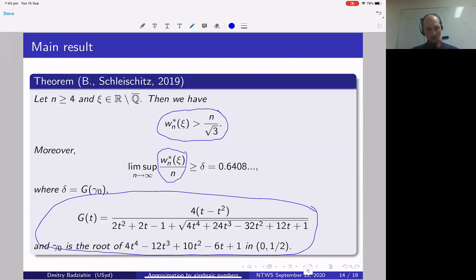Right. Now I will give a little insight into the proof, but very little insight, because firstly I don't have time and it becomes too technical. But just the very general ideas behind the proof.